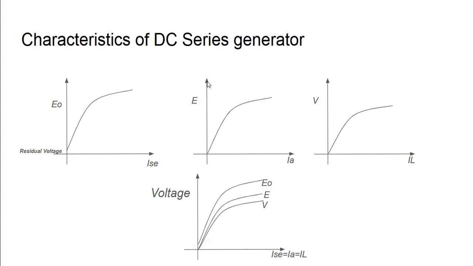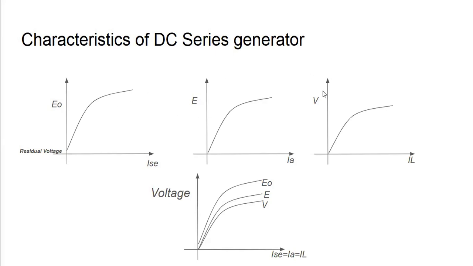Now next is the internal characteristics, which is drawn between the generated EMF under load condition and the armature current. The value of this E will be lesser than this E0, because this E is nothing but E0 minus the drop due to armature reaction. So this curve will lie slightly below this curve, since for a series generator, ISC, IA and IL are all equal. The shape of the internal characteristic will also be the same as that of the open circuit characteristics, but it will be lying slightly below this line.